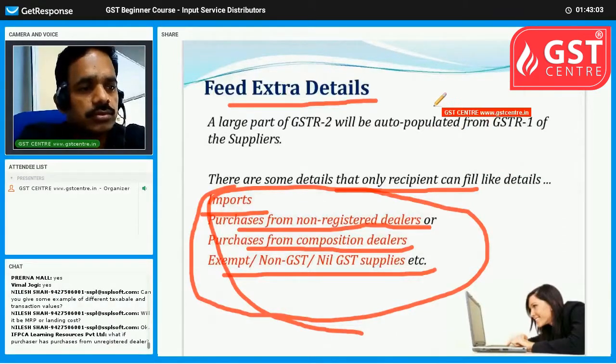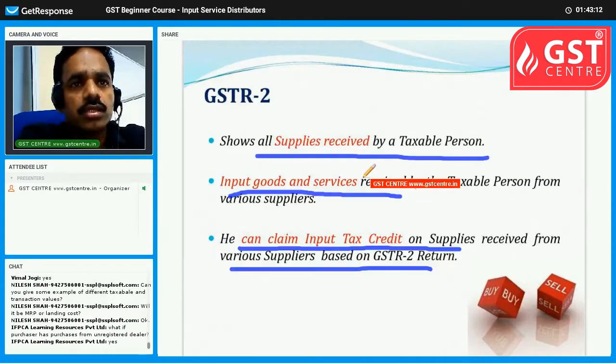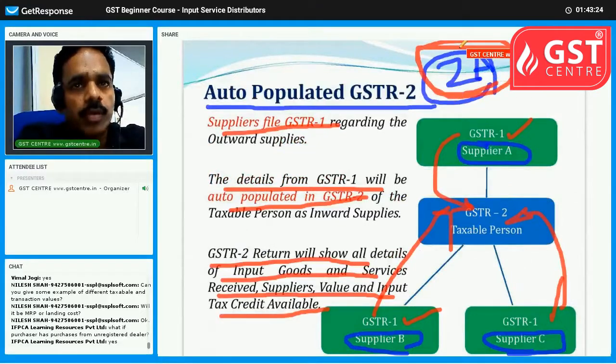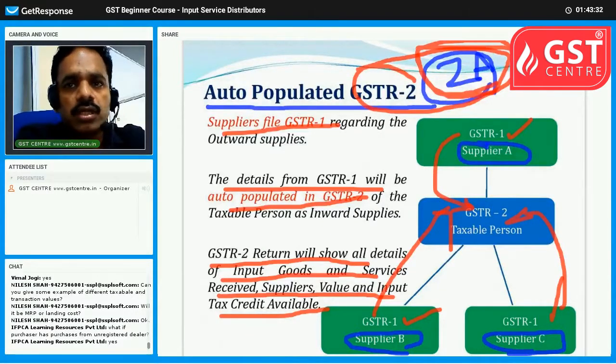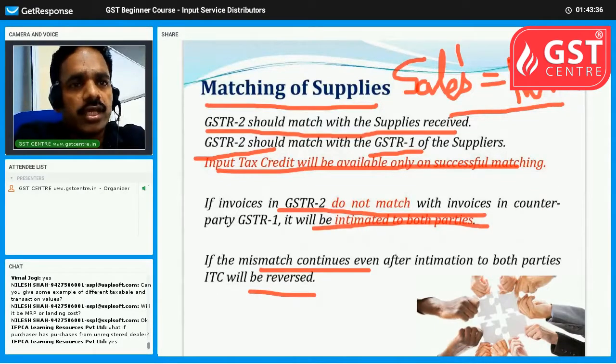So I hope all points are clear to you. We will review the GSTR2 return. The GSTR2 return will show all supplies received, input goods or services received, and based on that he can claim input tax credit. And it is auto populated. There is the 2A form and GSTR 2, and the 1A form is there. There is a clear mechanism. Then matching of supplies: only when GSTR 1 matches with GSTR 2, the purchaser will get input tax credit.